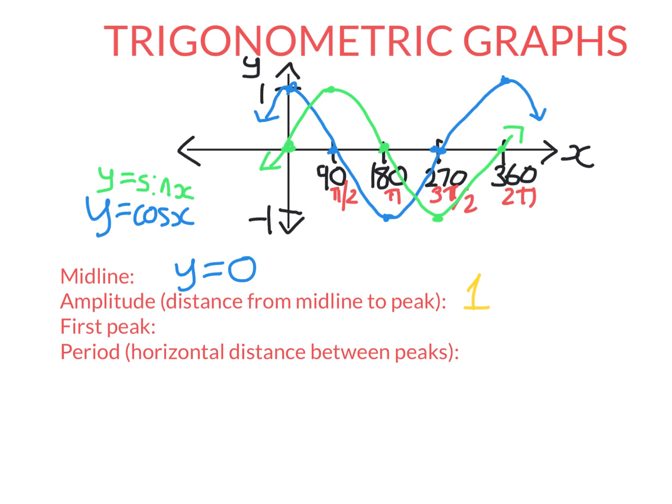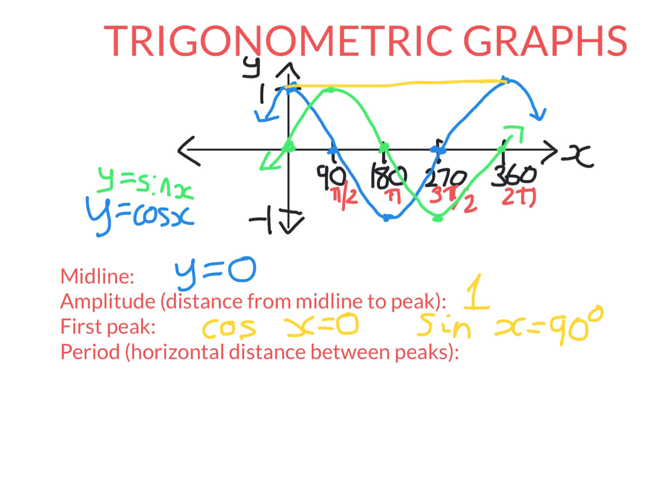The first peak, so a peak is when it equals, in this case, 1. You can see for cos, the first peak occurs at x equals 0. That's the first peak that is on or after the y-axis. And you can see the first peak for sine occurs when x is equal to 90 degrees or pi on 2 radians.